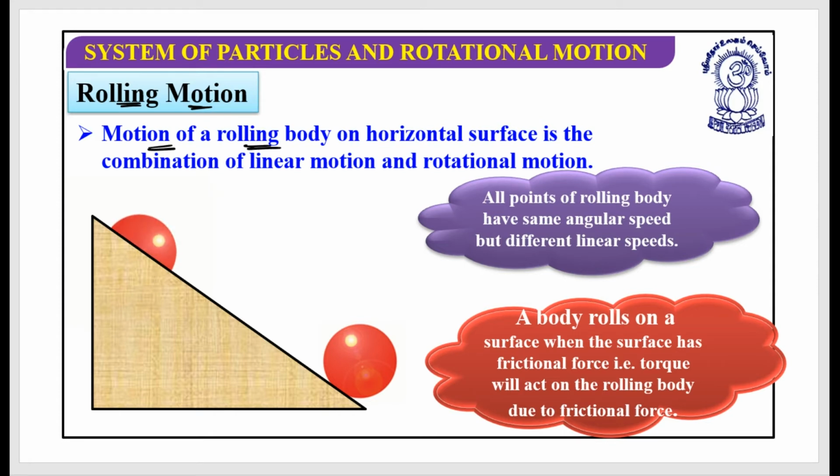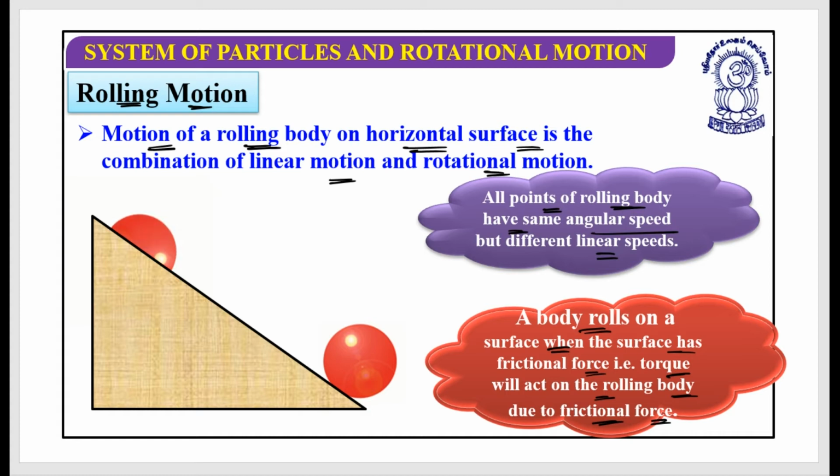the motion of a rolling body on a horizontal surface is a combination of linear motion and rotational motion. When we say an object is rolling, we understand that all points of the rolling body must have the same angular speed but different linear speeds. And one more thing, when a body rolls on a surface that has a frictional force, the torque will act on the rolling body due to the frictional force only.